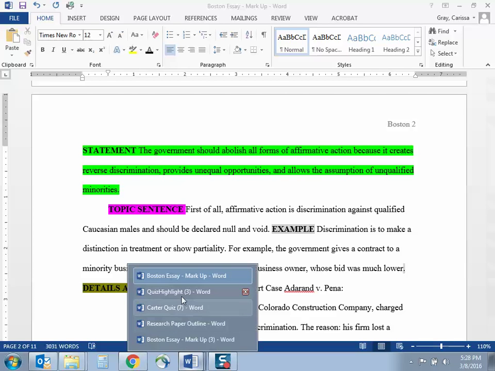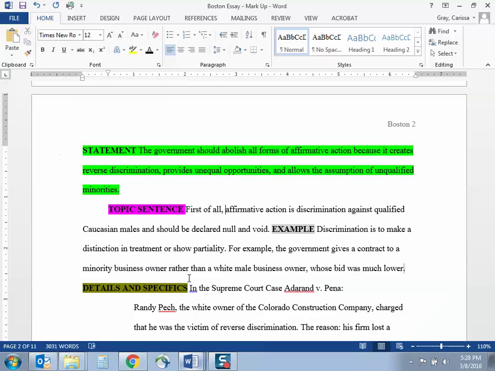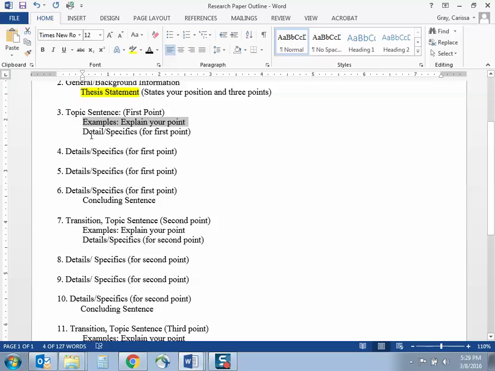Okay, so go back to the outline. You give your first point and then you give me an example. In other words, explain what that point means. She says, discrimination is to make a distinction in treatment or show partiality. For example, the government gives a contract to a minority business owner rather than a white male business owner whose bid is much lower. Here is her example. Now, go back to the outline and take a look at what's next. We need details and specifics. I'm going to explain what that means.